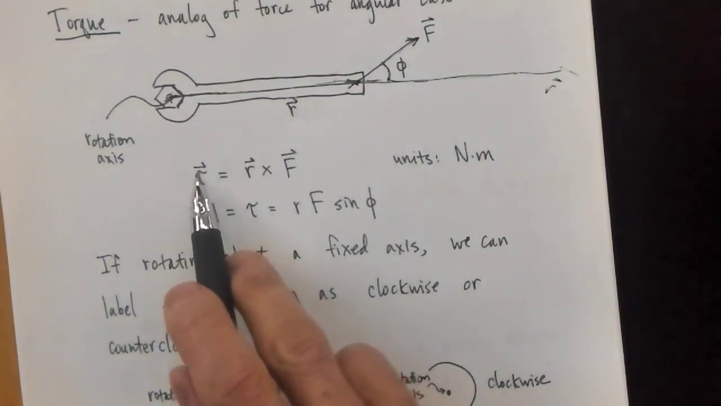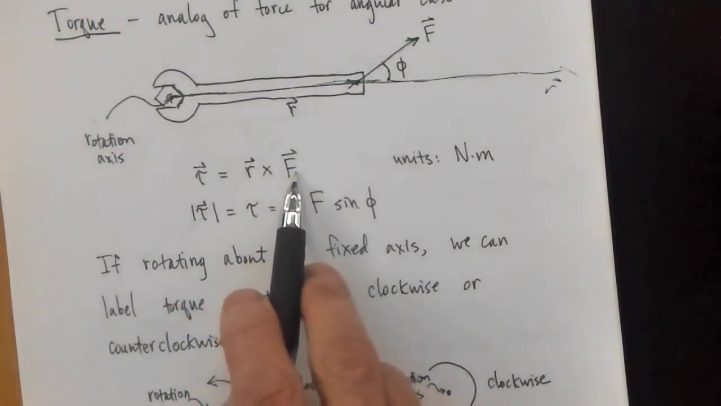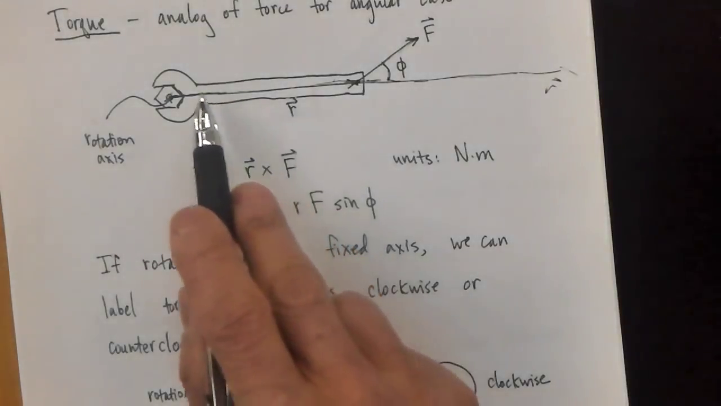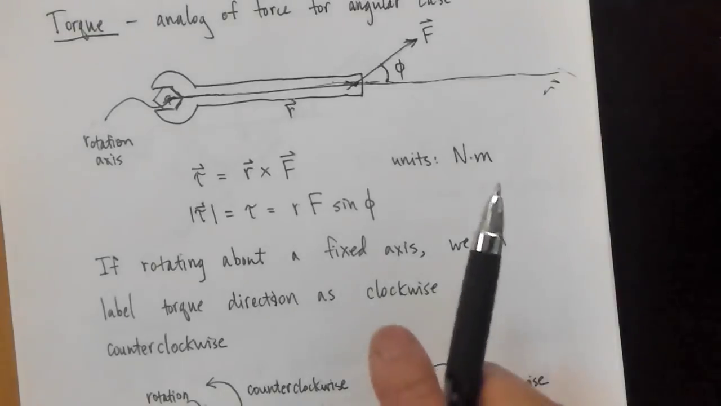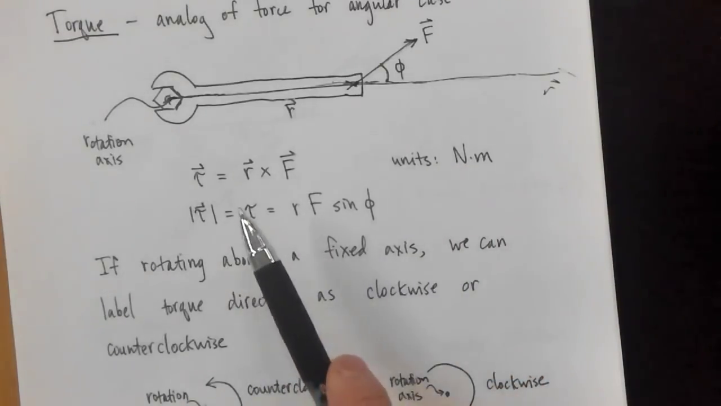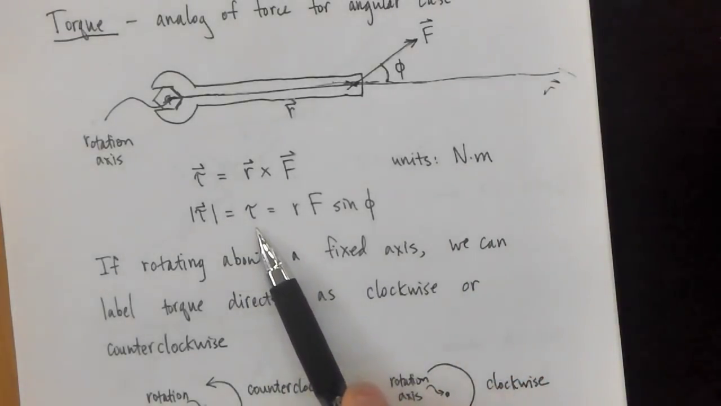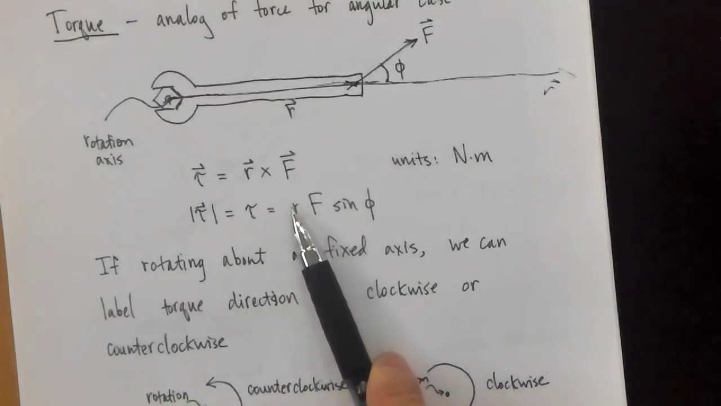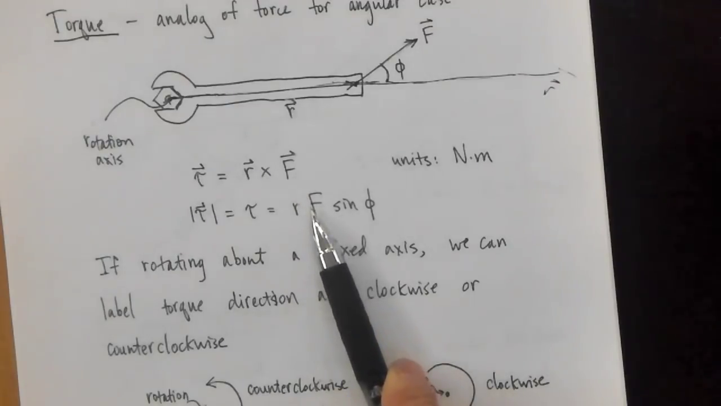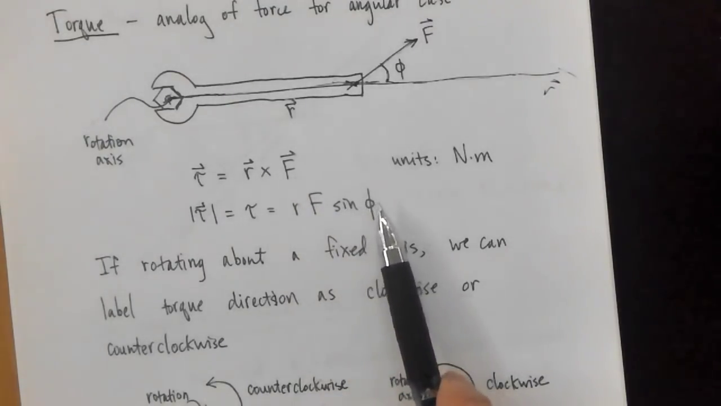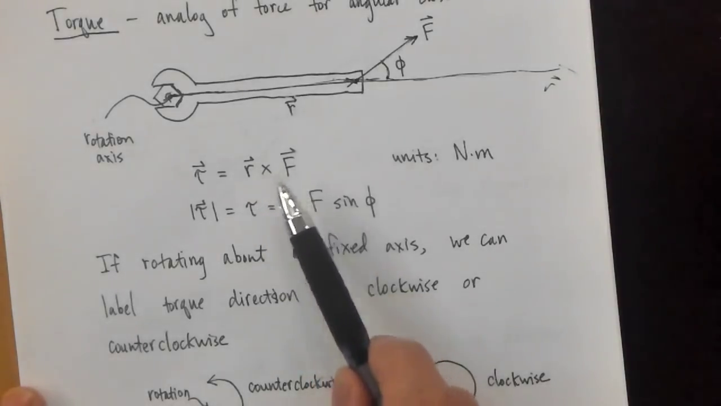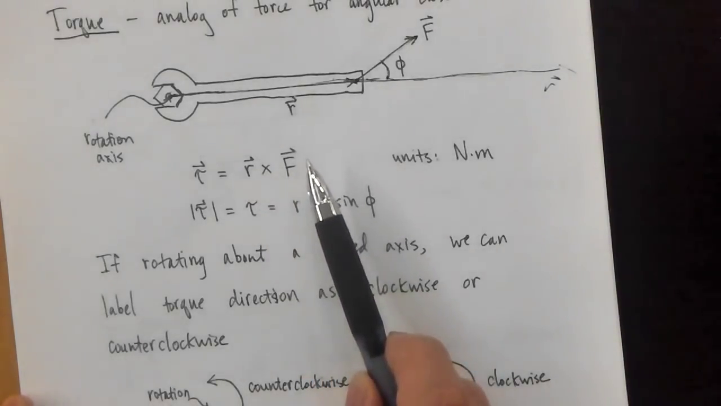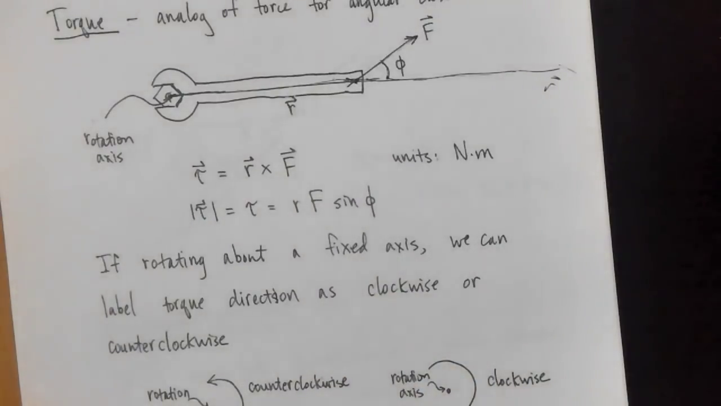Now, the torque is going to be R cross F, the position vector or lever arm vector crossed with the force F. The units are newton meters. If I want the magnitude of the torque, how big it is, it's going to be the magnitude of R times the magnitude of F, which is just plain F, times the sine of the angle between them, sine phi. If we have these in terms of components, we could use the component formula we just did on the previous page.